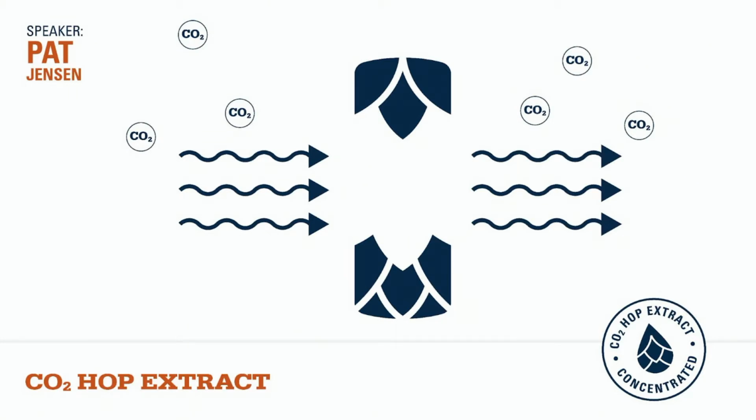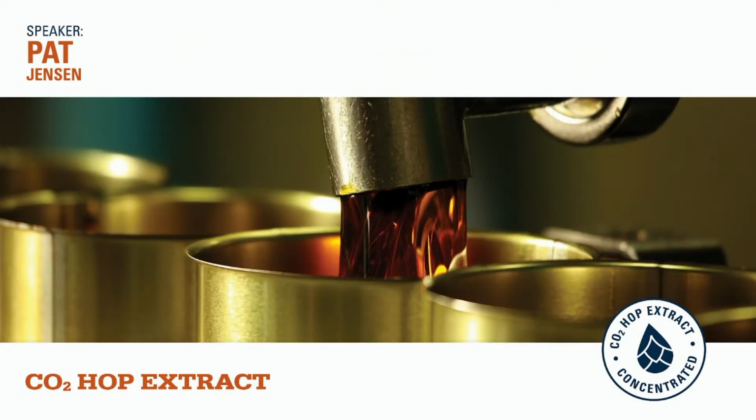So what do we extract when we make hop extract? That would probably be the next follow-up question. What's the next slide? Well, this is actually what extract looks like, and it is kind of an amber liquid. When you're done, it's not really a liquid, it's more of a paste at room temperature, but it's easy to liquefy when you hit about 120 to 130 Fahrenheit.